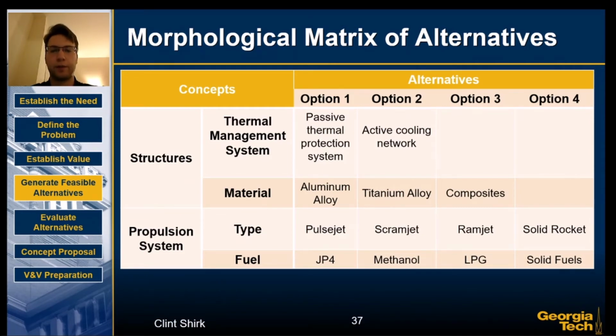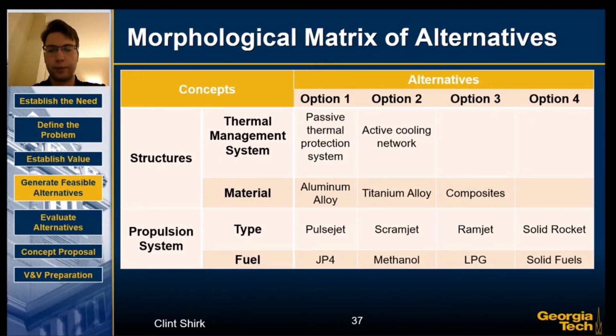Next off, we have a morphological matrix, some of our concepts and alternatives. Starting off, we have a thermal management subsystem. Our options are passive or active cooling networks. A passive cooling network would be simpler and possibly lower cost, but less effective than the active cooling network.